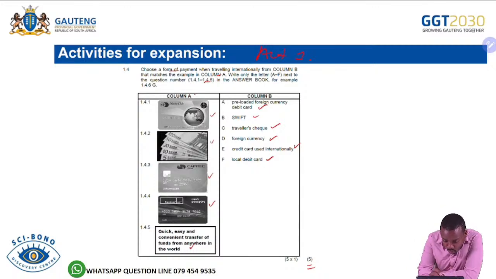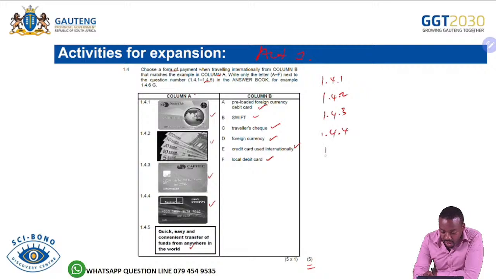Let's check. So what did the examiner say? Write only 1.4.1 to 1.4.5. Let me do that first. 1.4.1, this is me numbering following the examiner's instruction. 1.4.1, 1.4.2, 1.4.3, 1.4.4, and 1.4.5. Let's first check what we have under 1.4.5. What is a quick and easy way? Then you go and read. Is it a debit card? It is a traveler's check, foreign currency. So for 1.4.5, I remember very well, it is a SWIFT transfer.